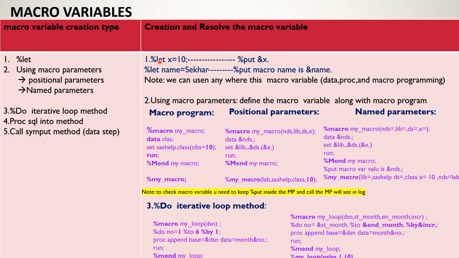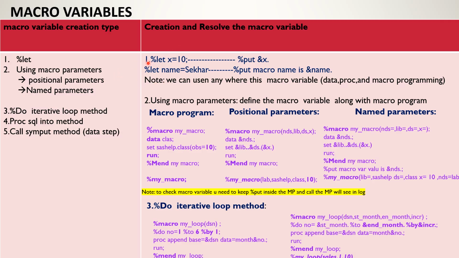First we'll discuss %LET. By using %LET, we can create the macro variable. So here %LET x = 10. We created the x macro variable. If you call %PUT &x, the x value will show in the log.